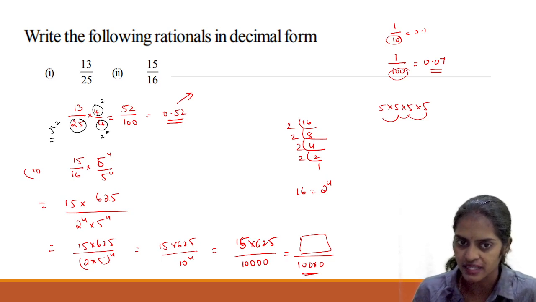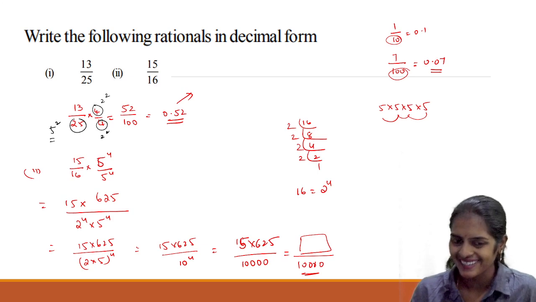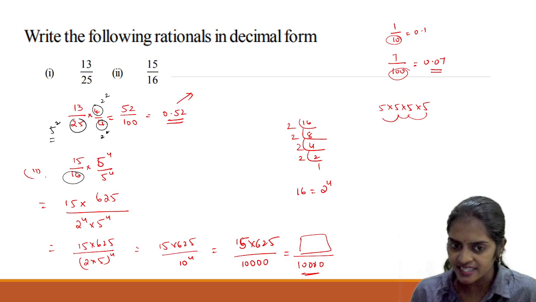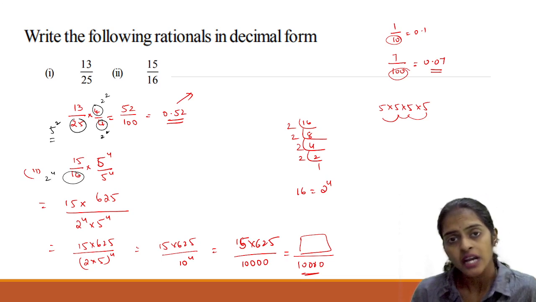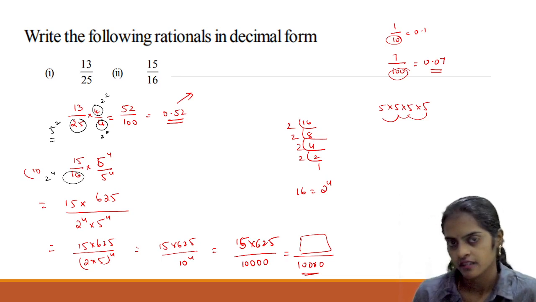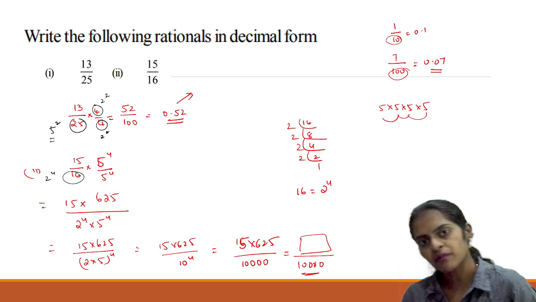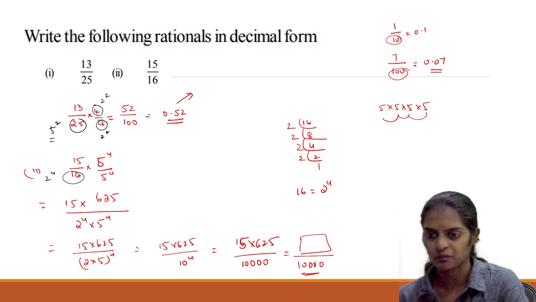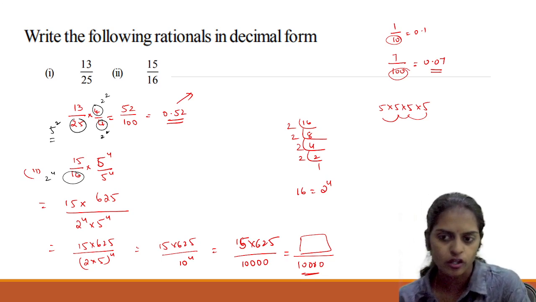So simply I multiply and divide by 2 square. Here I have 16. 16 was 2 power 4. So 2 is there, 5 is missing, and the power has to be the same. So 2 power 4 I have, so 5 power 4 I multiplied and divided. Now I hope the concept is clear.